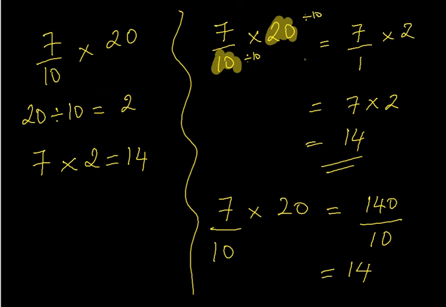All right, and finally we're going to look into multiplying mixed numbers. Okay, so how do you multiply mixed numbers? Alright, so let's say for instance you have 3.5 times 1.5.